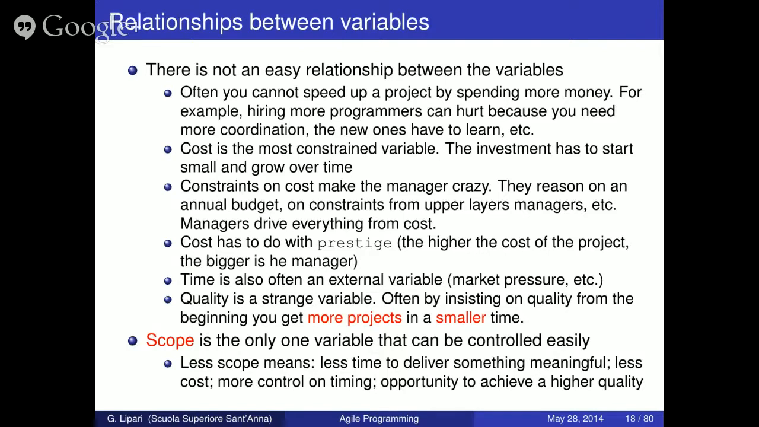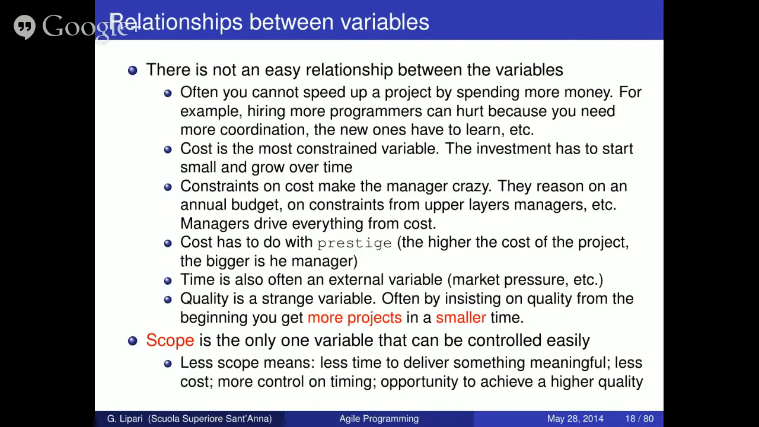Even if you don't work for a specific customer, but you work for your own product and you put it on the market, well, there is market pressure. You want to get there before the other companies. So time is basically uncontrollable. Okay? And finally, quality is a very strange variable because often by insisting on quality from the beginning, you get more project in a smaller time.